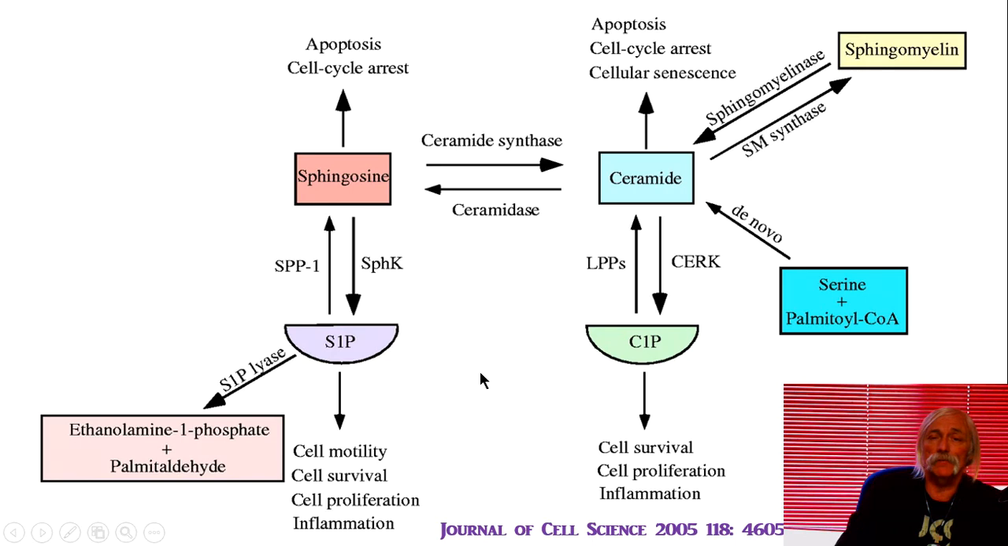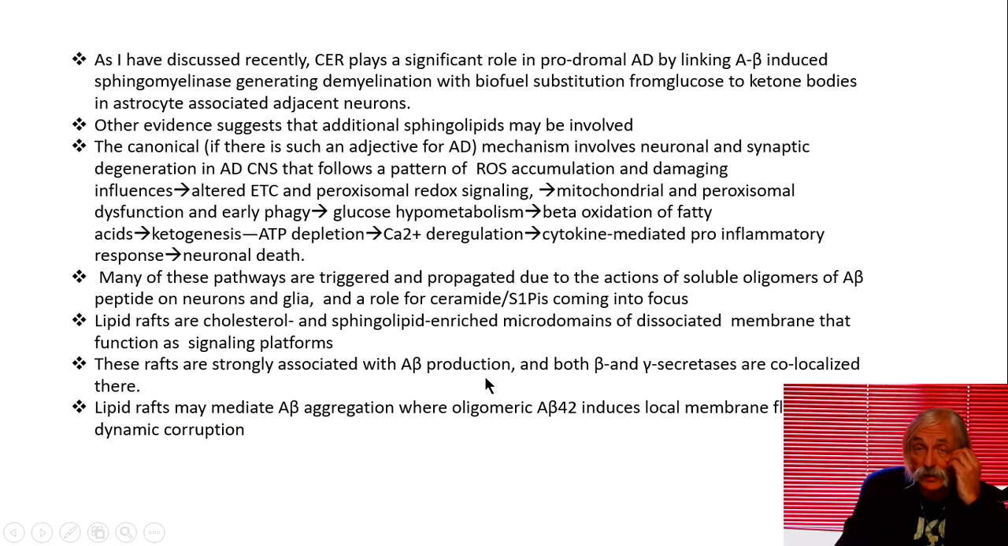That is this slide. As I discussed recently, ceramide plays a significant role in prodromal AD by linking A-beta-induced sphingomyelinase activity, generating demyelination with a biofuel substitution from glucose to ketone bodies in astrocyte-associated adjacent neurons. That one bullet point there was the topic of the first two full one-hour-long lectures in this four-part series so far. Other evidence suggests that additional sphingolipids may be involved.